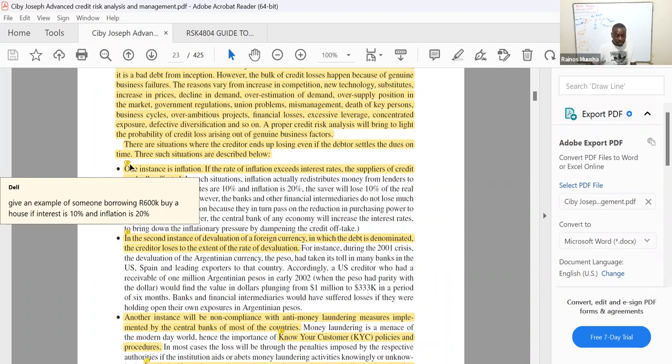So because of this, it basically means that the supplier of credit is going to be worse off than what they were previously when the contract was initiated. So are we on the same page when it comes to the first scenario? Any questions?